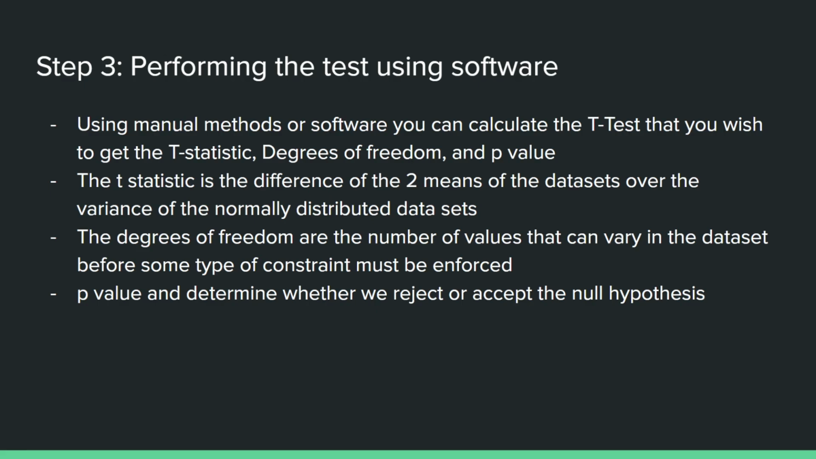So actually explaining what it is, the t-statistic is the difference of the two means of the data sets over the variance of the normally distributed data sets. The degrees of freedom are the number of values that can vary in the data set before some type of constraint must be enforced. So the number of these independent values is used to both find the p-value and the critical value. But for our purposes today, we'll only be using the p-value to find whether or not we reject the null hypothesis. But we could also get into the critical value if we wanted to.